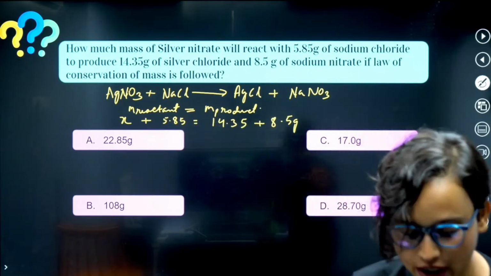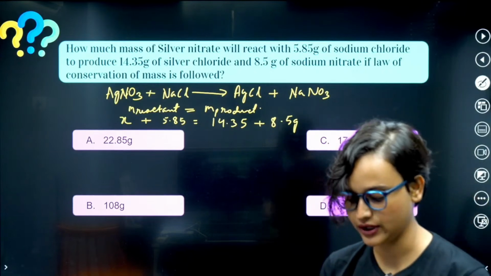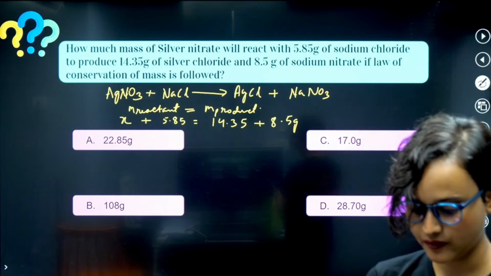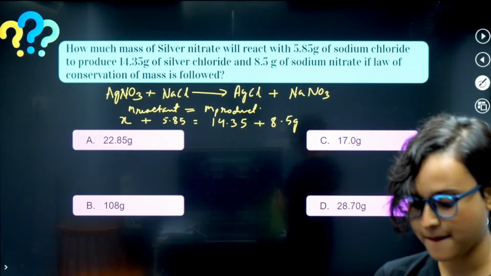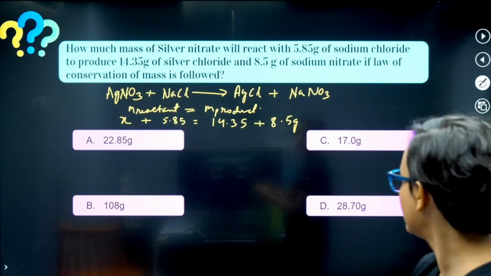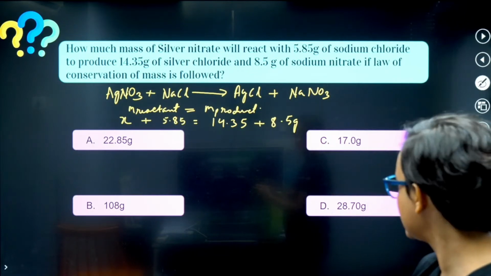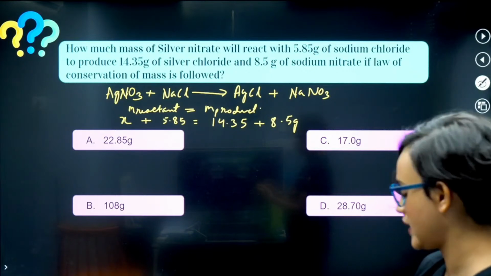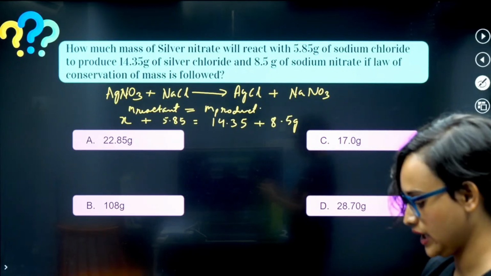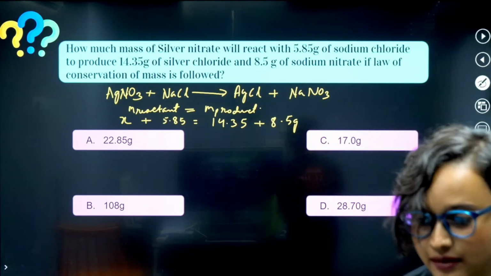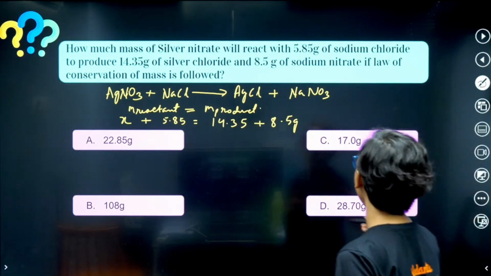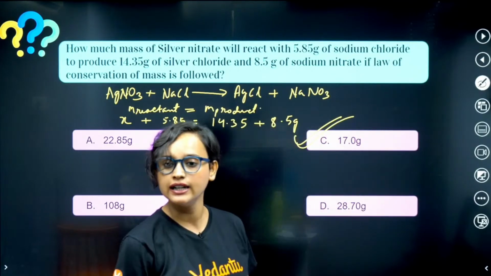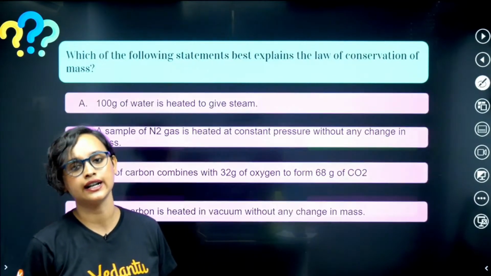Now calculate it, everybody. 14.35 plus 8.5 is equal to 22.85, minus 5.85. It is 17. The answer is, of course, option C, 17.0 gram. Got it? Clear? So option C is the correct answer.